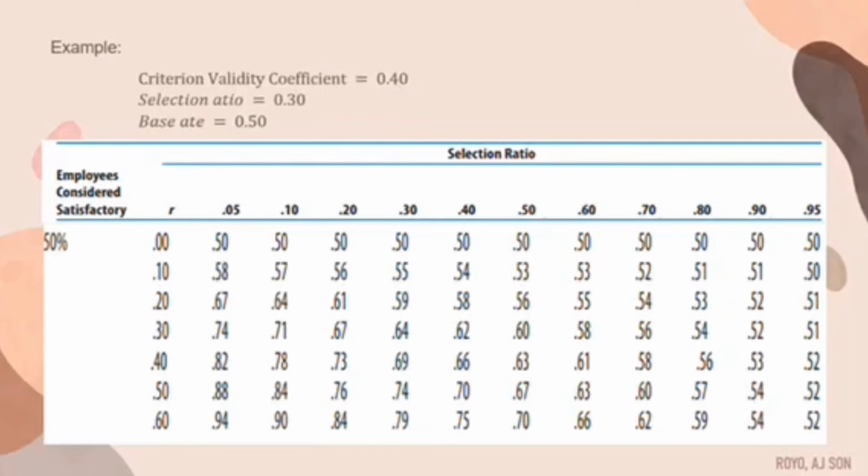Okay, so therefore, if the organization uses the particular selection test, 69% of future employees are likely to be considered successful. Okay, so that's all for my report today.